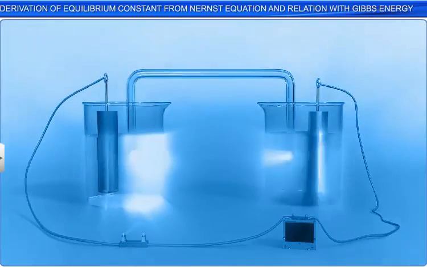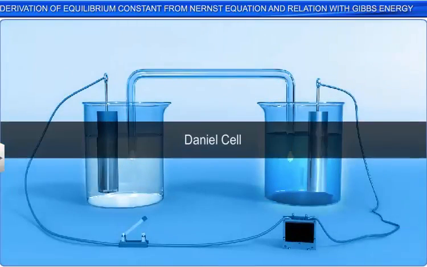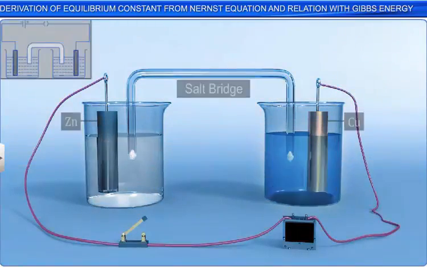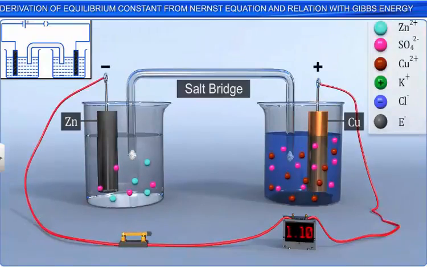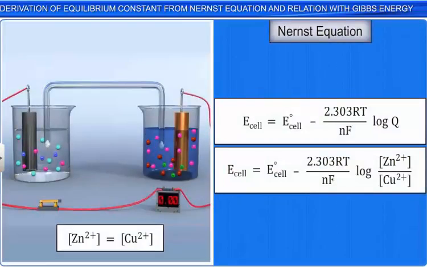Let's start our discussion with the example of a Daniell cell. As a Daniell cell starts functioning, the concentration of copper-2 ions starts decreasing, and that of zinc ions starts increasing. It means that Q, the reaction quotient in the Nernst equation, is increasing. This shows that the cell voltage will decrease.